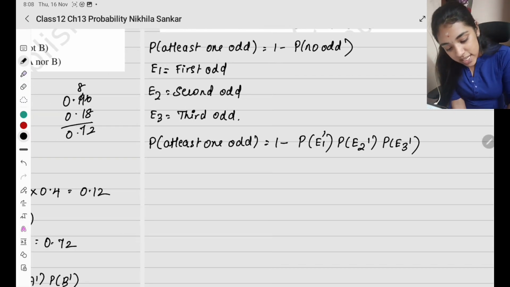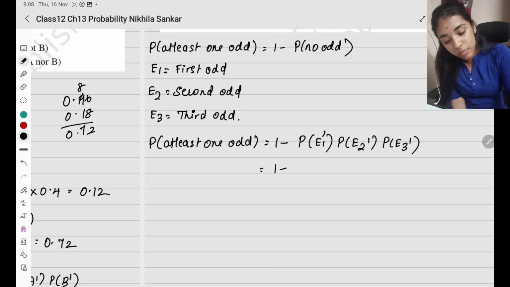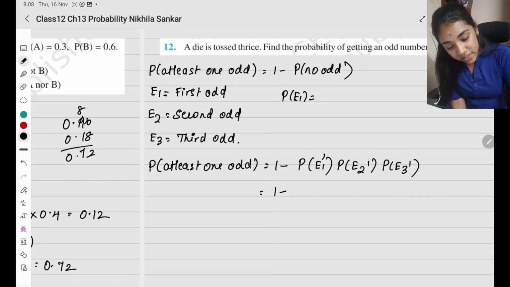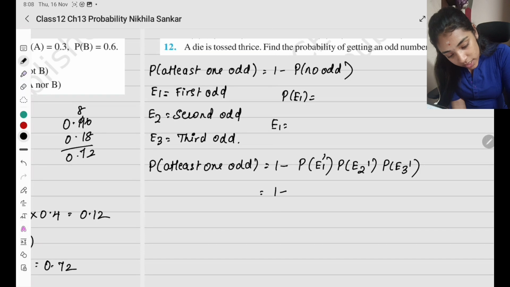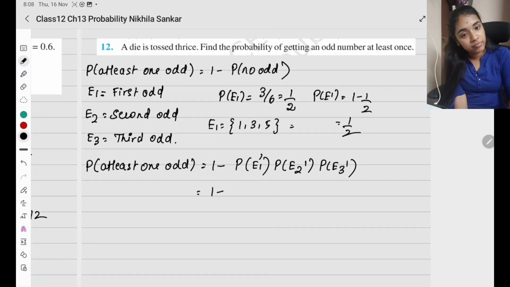Correct? So I can do this, and this is going to be 1 minus probability of E1 dash and so on. First, probability of E1: what are all the numbers in E1? I write it here. E1 is going to have odd numbers, so 1, 3 and 5. So probability of E1 is 3 divided by 6, which is 1 by 2. Probability of E1 dash is 1 minus 1 by 2, which is again 1 by 2.